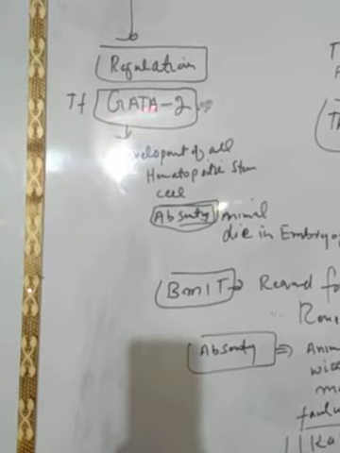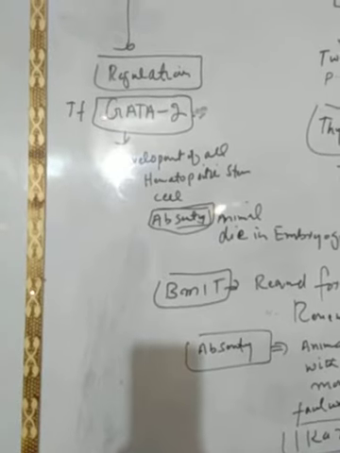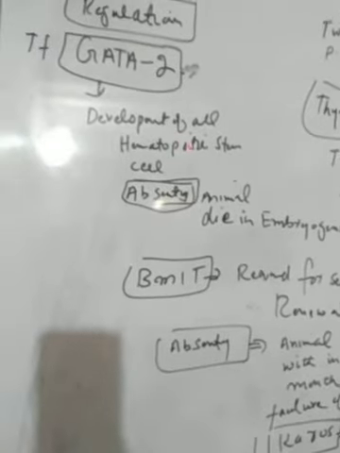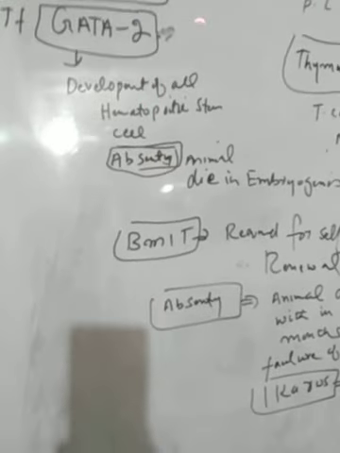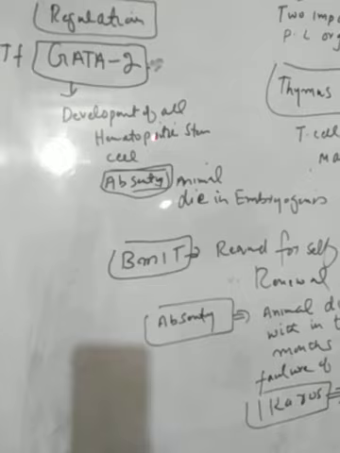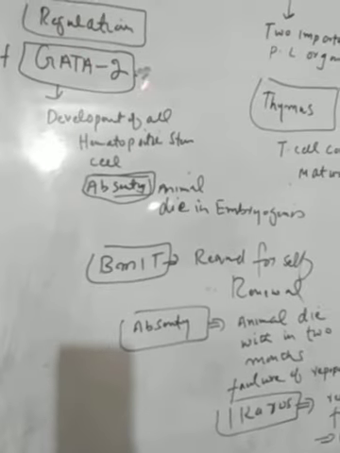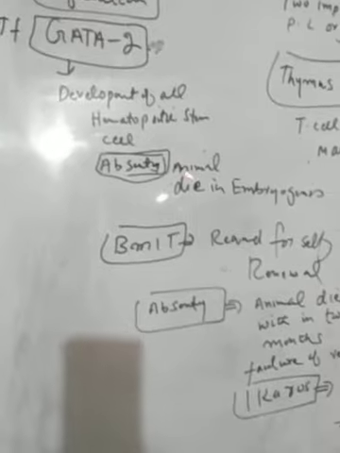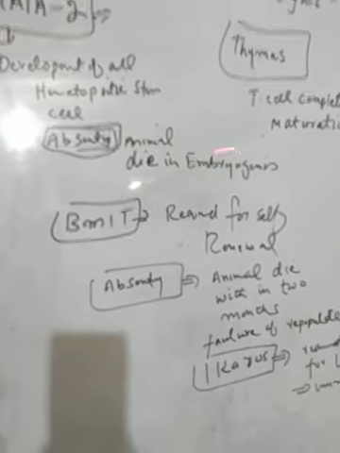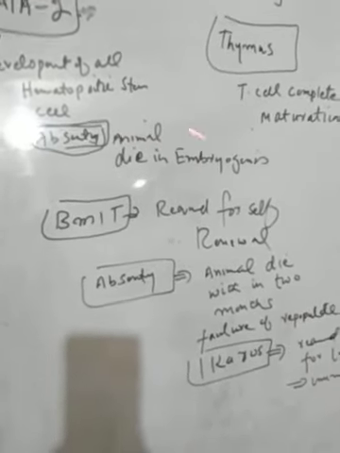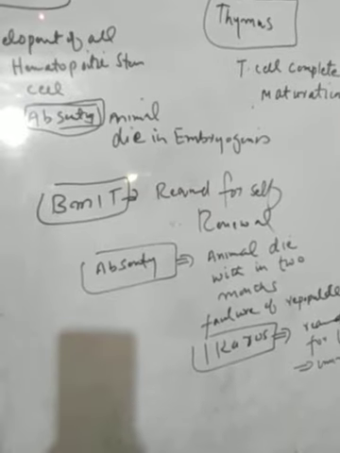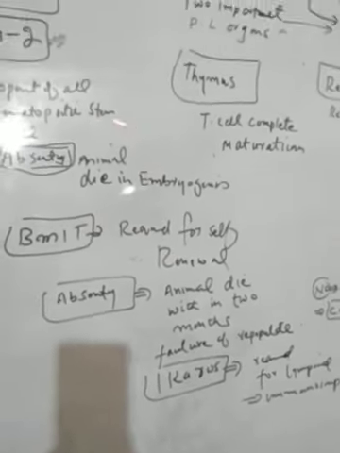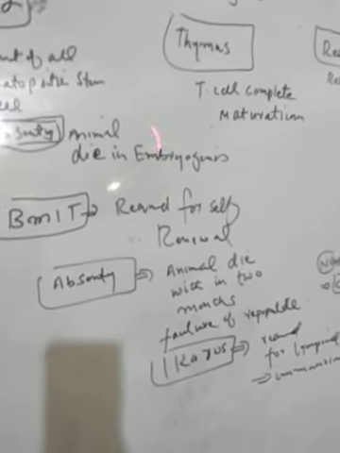One transcriptional factor is GATA2. It helps in the development of all hematopoietic stem cells. Now what will be the problem if this transcriptional factor, GATA2, is absent in the bone marrow? The simple answer is that the animal dies during the process of embryogenesis. If GATA2 is absent, the animal will die early in embryogenesis.